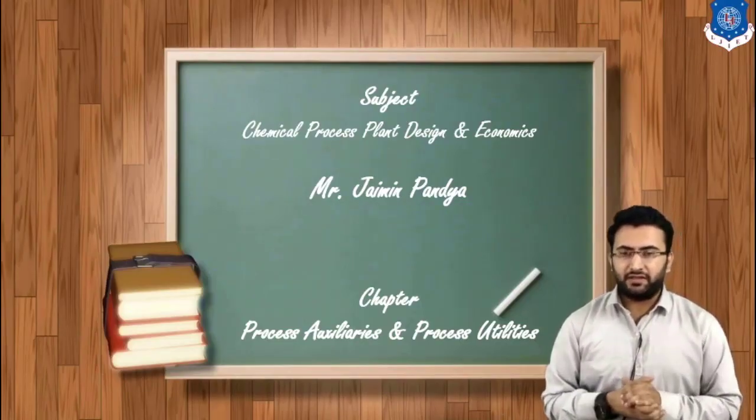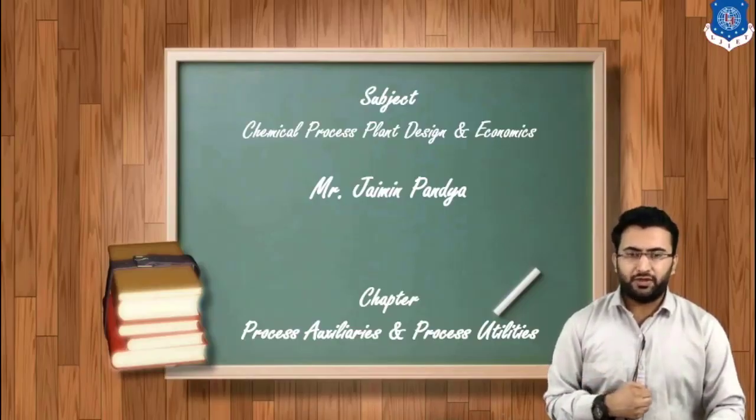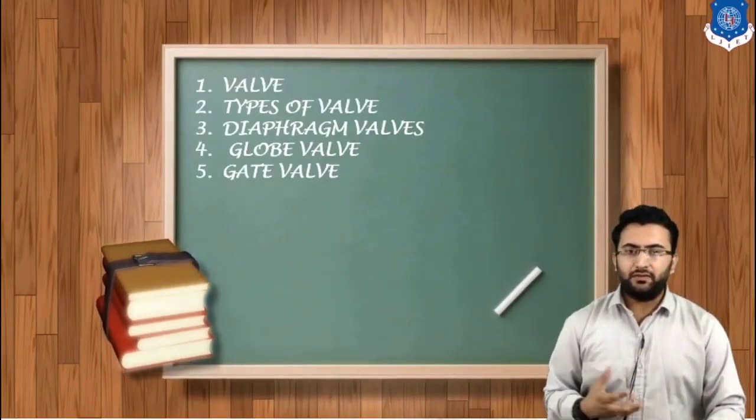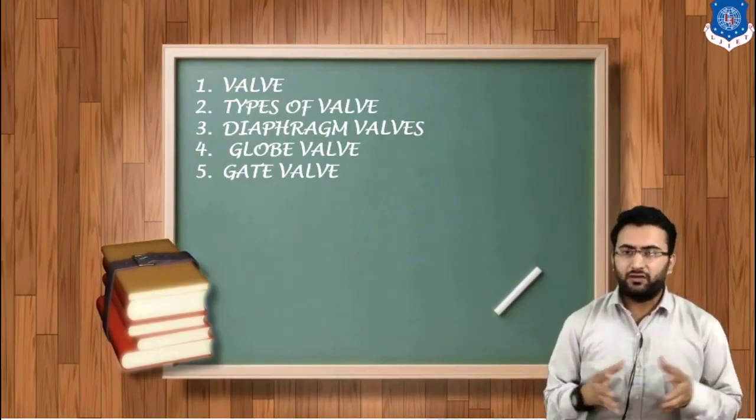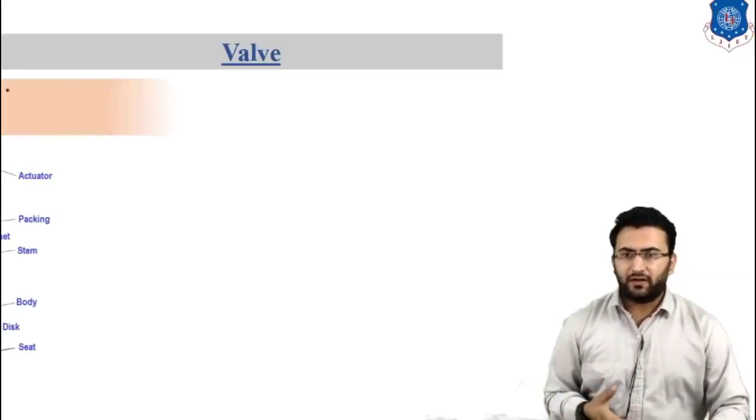So in this lecture, continuing with the chapter process auxiliary and utilities, we'll talk about various types of valve: diaphragm valve, globe valve and gate valve. So let's continue with the valve.